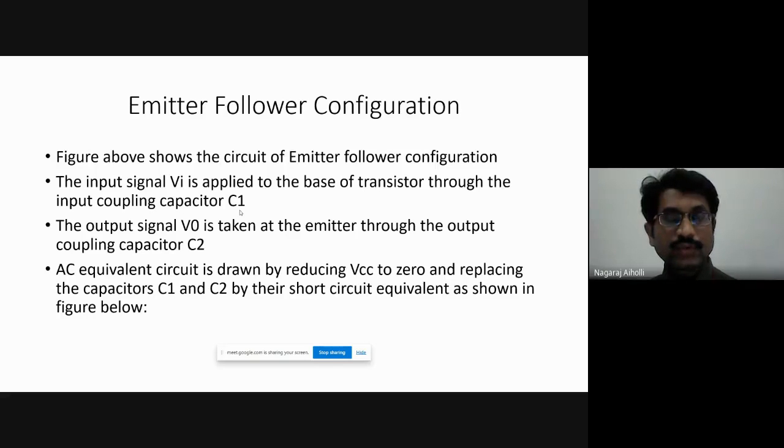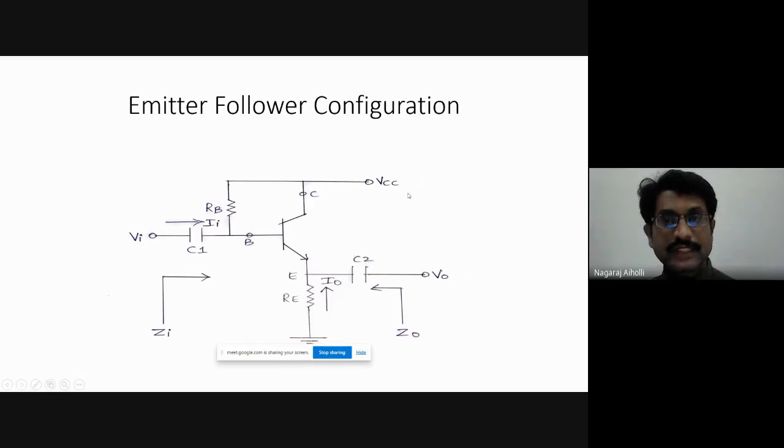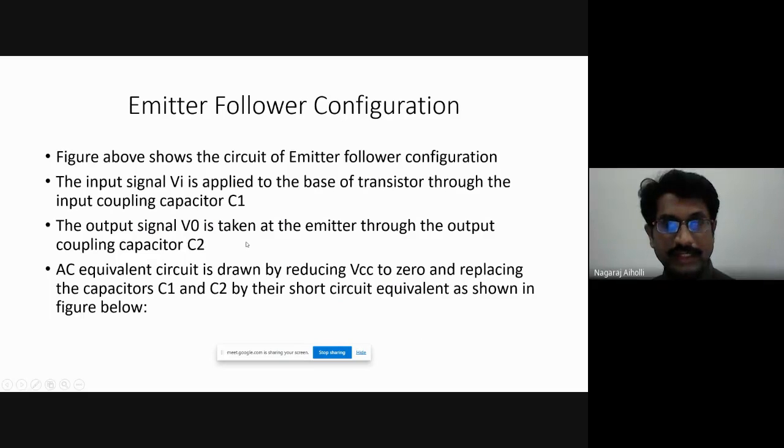AC equivalent circuit. How to draw the AC equivalent circuit? What is the rule here? DC voltages should be made 0. Which is a DC voltage here? VCC. This is a DC voltage. We have to make it 0, the supply voltage, because it is AC analysis. Make VCC 0 and short circuit the capacitors. Short circuit the capacitors for AC analysis. If it is DC analysis, we have to open circuit the capacitors. Clear here? So accordingly, we will get this circuit.